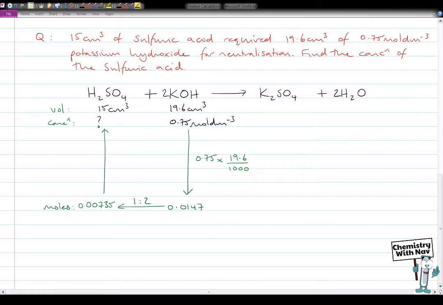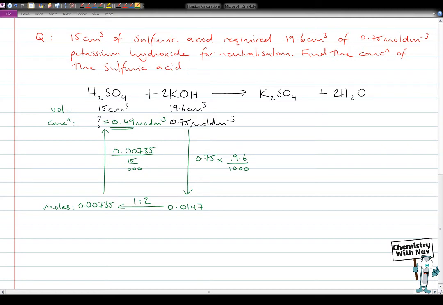But now I go back up in order to calculate my concentration, where concentration is moles over volume, so 0.00735, and the volume is 15 over 1000. Gives me a concentration of 0.49 mole dm^-3. Again, is that sensible? Well, because of that 2-to-1 ratio, we do expect to need about half as much sulfuric acid, but there's a similar amount, therefore the concentration should be quite a lot lower.